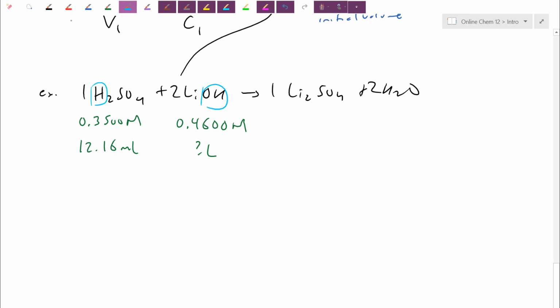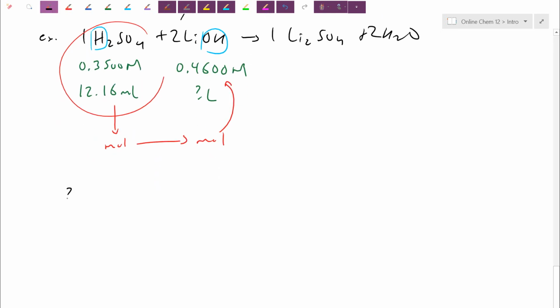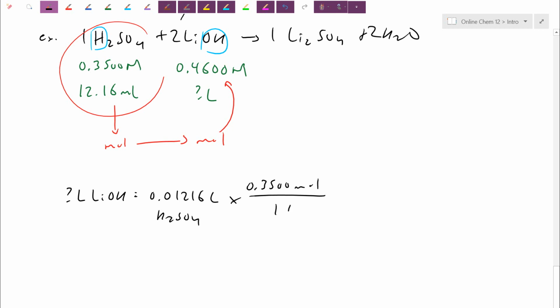It just boils down to a stoichiometry problem again. Start off with a chemical where you know both concentration and volume, find moles. Then you mole ratio over, and then you use the leftover number to find the unknown. This time I'm interested in finding the liters of LiOH, the liters of base that I need to add. I'm going to start off with the 12.16 in liters, 0.01216 liters of H2SO4. I'm going to use my concentration, 0.3500 moles for a given liter.